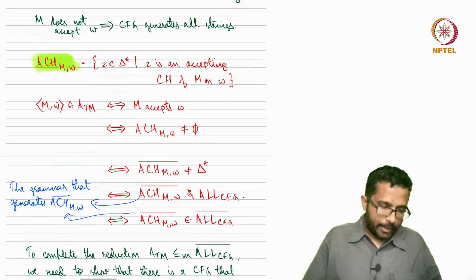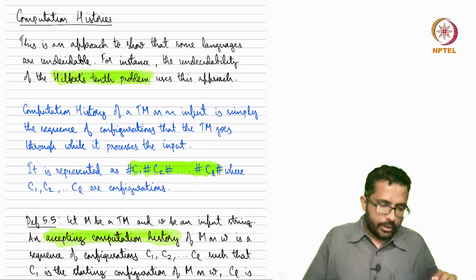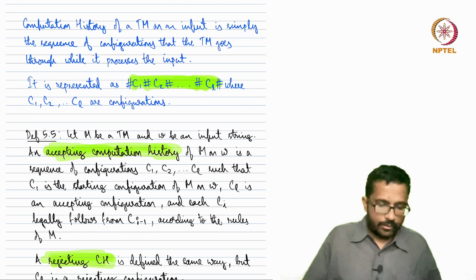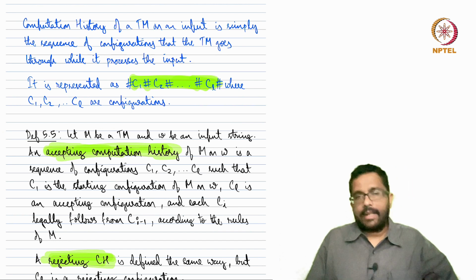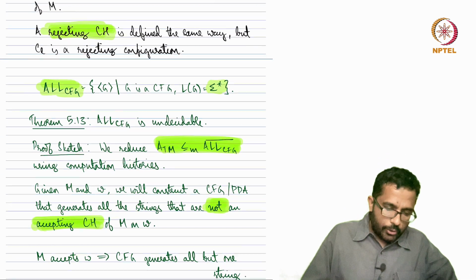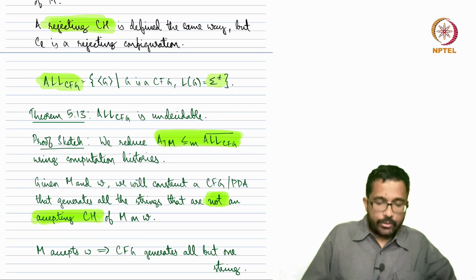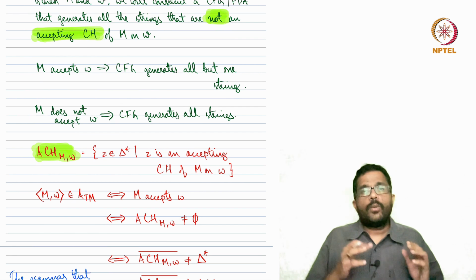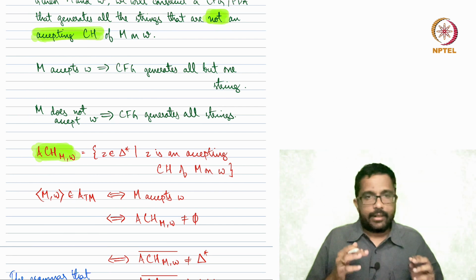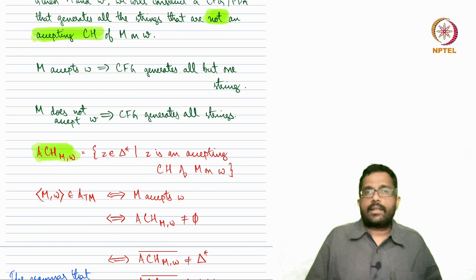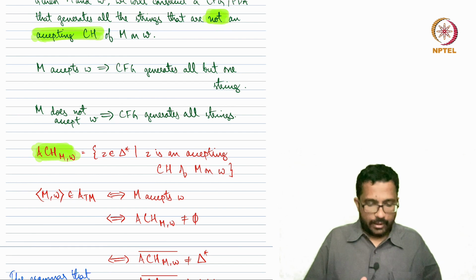Maybe I'll just quickly summarize. An accepting computation history is a sequence of configurations starting with the starting configuration, ending at an accepting configuration, where each transition is valid, right? So to show that ALL CFG is undecidable, we reduce ATM to ALL CFG. Given an ATM instance, which is a pair (M, W), we will build a grammar that generates all the strings that are not an accepting computation history, right?